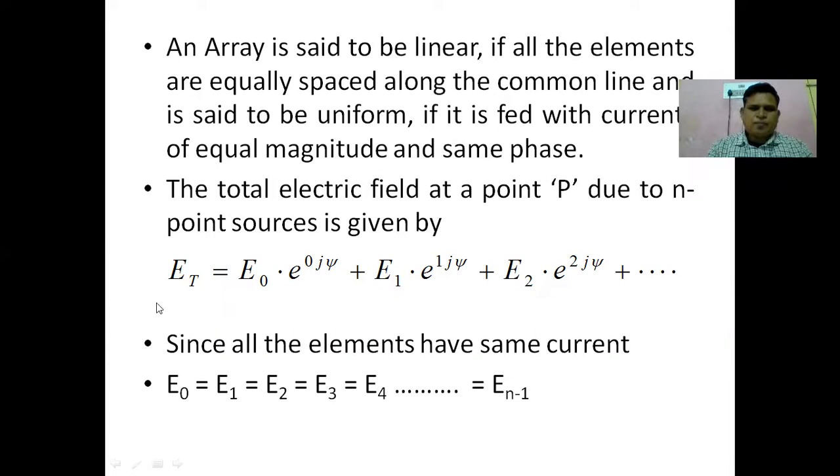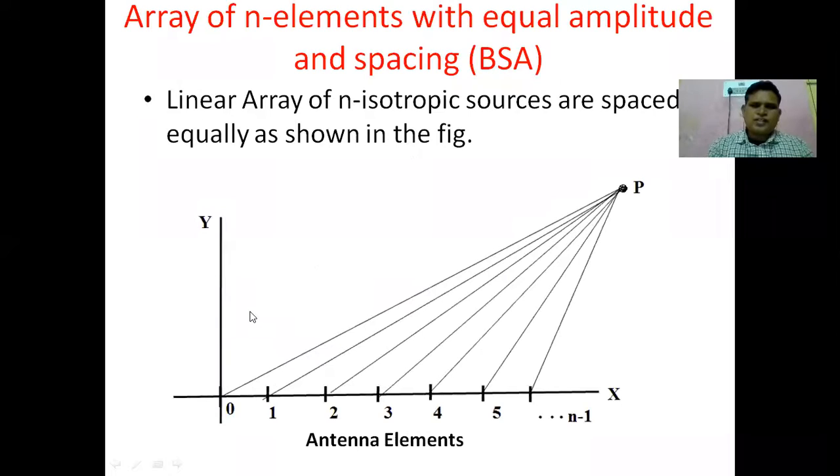See here, the resultant electric field intensity at the observation point P is the electric field intensity due to the first antenna, second antenna, third antenna, like that, n antennas. All the antennas we are giving the same input. We are considering an array of n elements with equal amplitude and spacing. Here equal amplitude and equal phase also, we are giving the same phase.